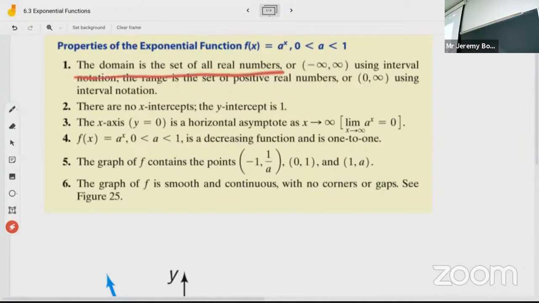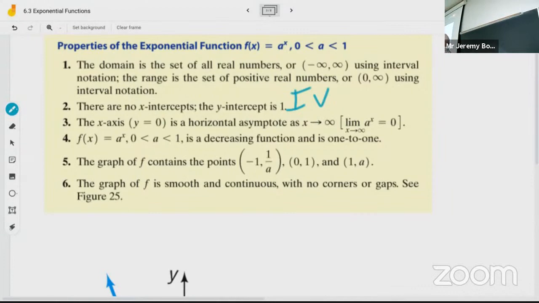The domain is still going to be all reals, x can be whatever it wants. The range is still from 0 to positive infinity. It starts at positive infinity and then gets closer to 0, rather than the other one, which started at 0 and went to positive infinity. There are no x-intercepts once again. That may change if it's shifted down. The y-intercept is still 1. The y-intercept is still going to be that initial value, whatever the initial value is.